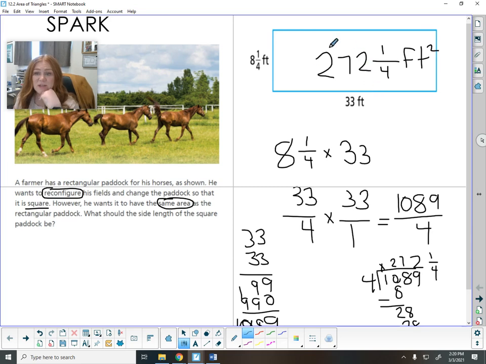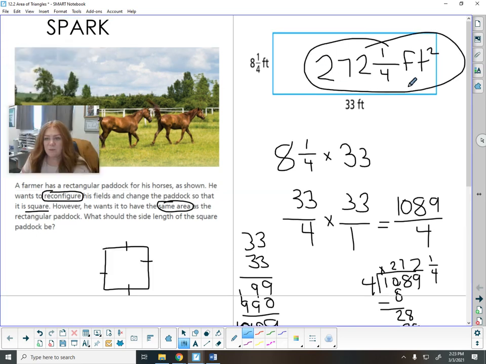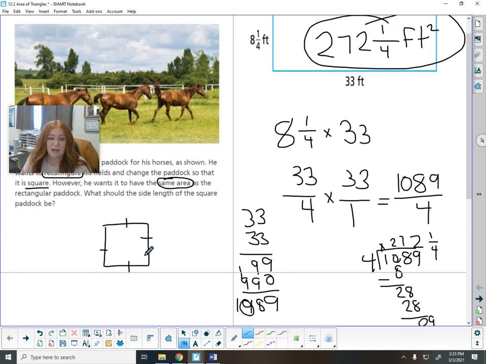When we turn this into a square, we want the area to be exactly the same. So think about it: what do you know about a square? Every side needs to be the same. So when I multiply this side times this side, they should be the same. What is this going to be, and how can I get to 272?